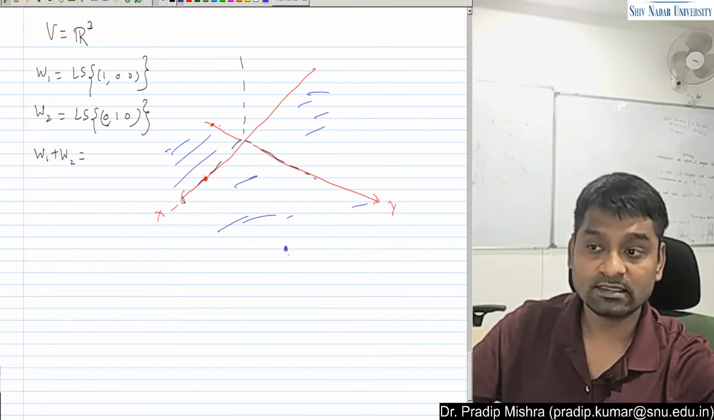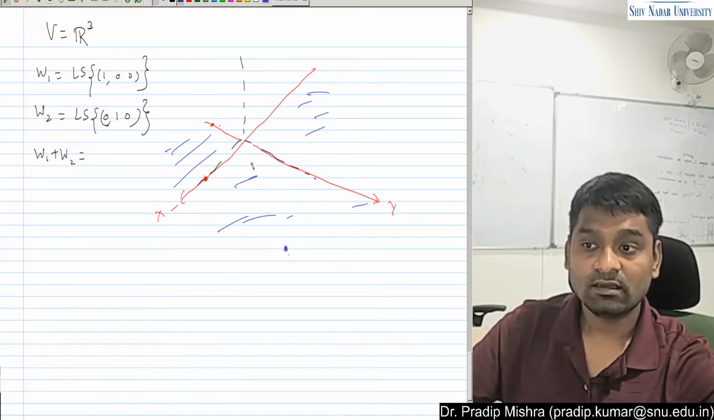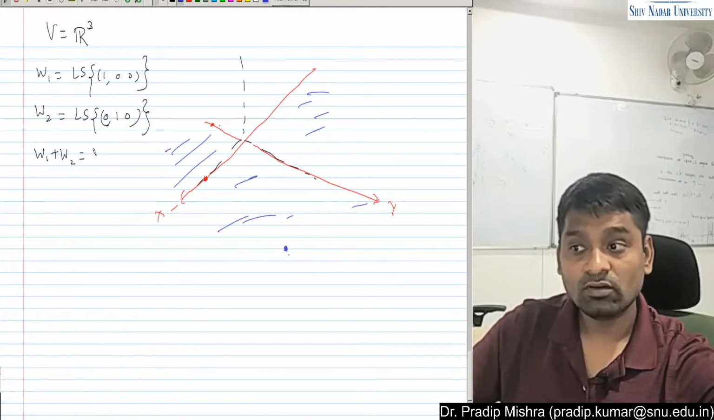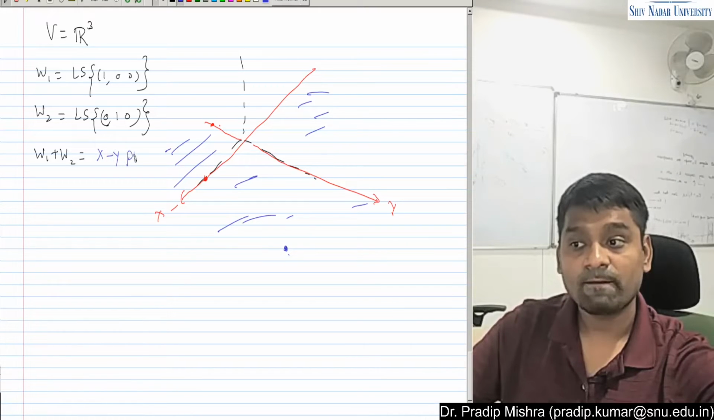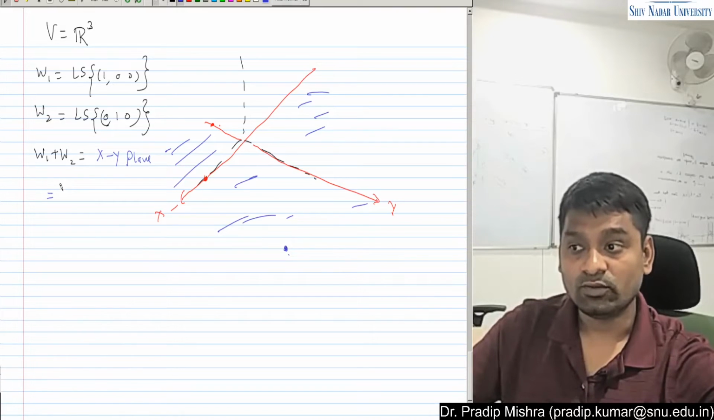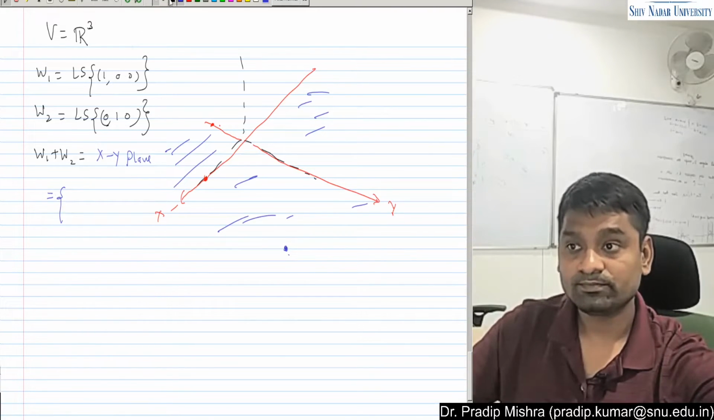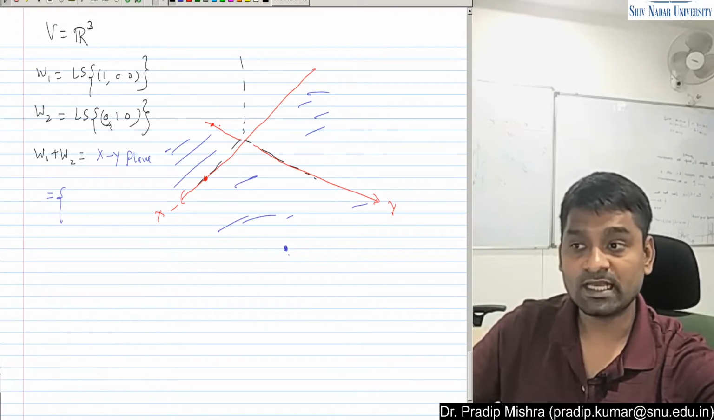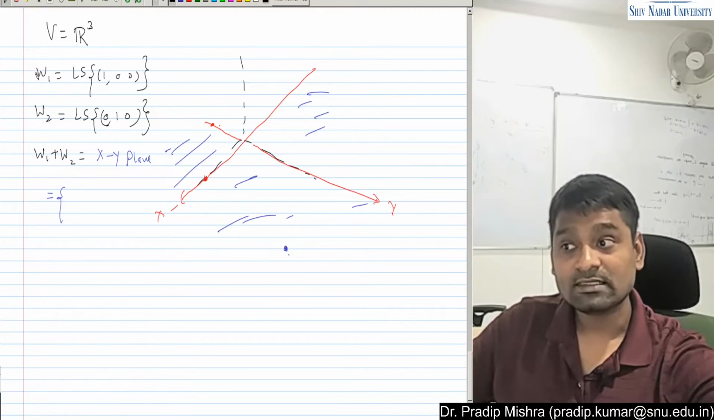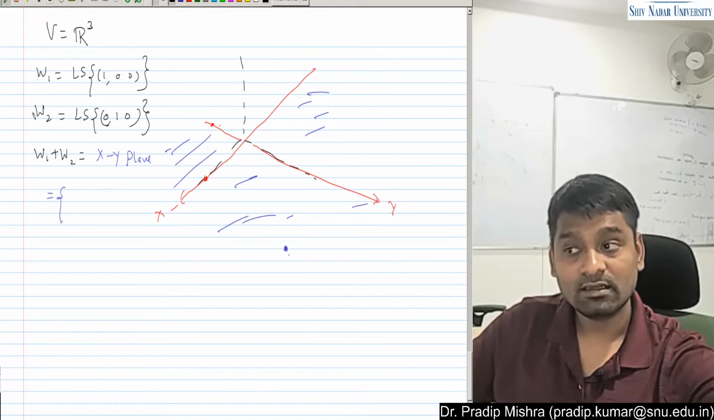This I can write as something here plus something here. Do you understand? So W1 plus W2 is equal to the xy plane. This is geometrically. Mathematically, how will you write it? For W1 plus W2, I will write some element here plus some element here and their sum.